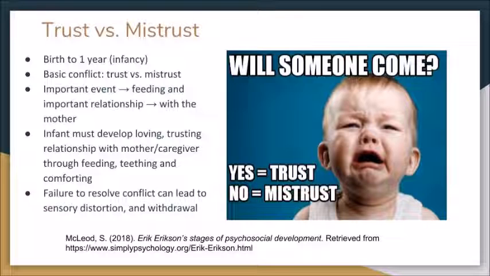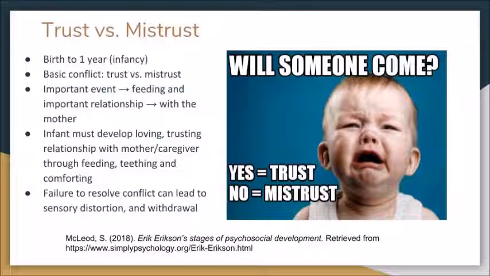And this typically is from birth to 1 year old, so it's infancy. And the basic conflict is trust versus mistrust. Important event, feeding, important relationship with the mother. Infant must develop loving, trusting relationships with the mother or the caregiver through feeding, teething, and comforting. Failure to resolve conflict can lead to sensory distortion and withdrawal.